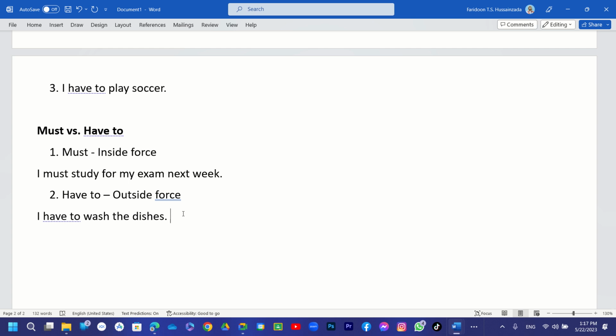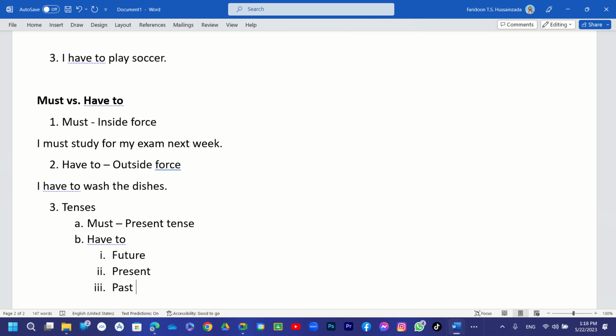Yes. Okay, so there might be some other differences as well. I'm not going to talk about all of them, but number three is a little important, so I'm just going to talk about it. It's about the tenses. Now, what do I mean? For must, you can only use it in the present tense. Have to, with a little change in the form, of course, can be used in future, in present, and also in past.